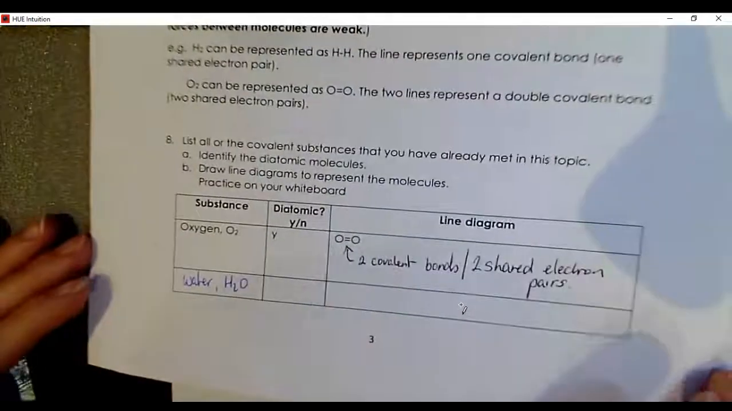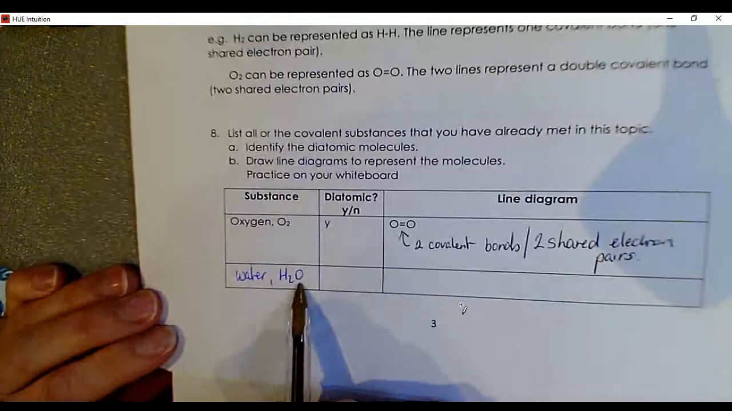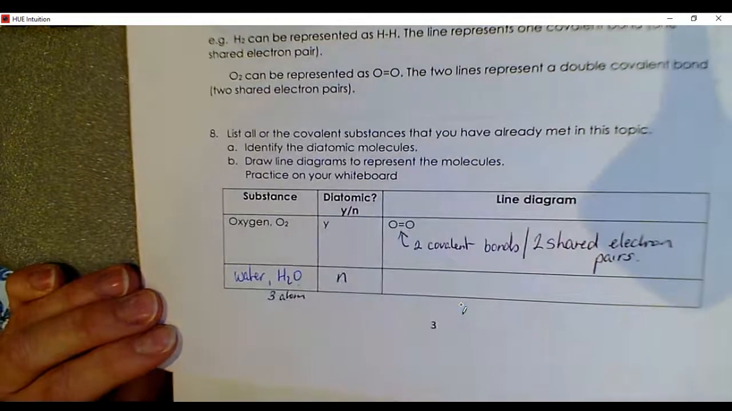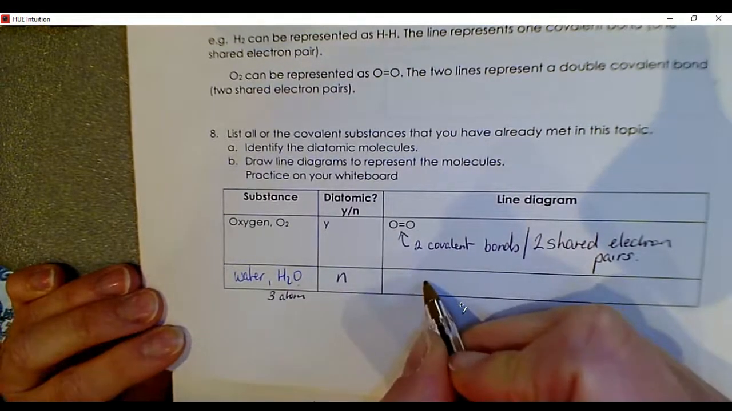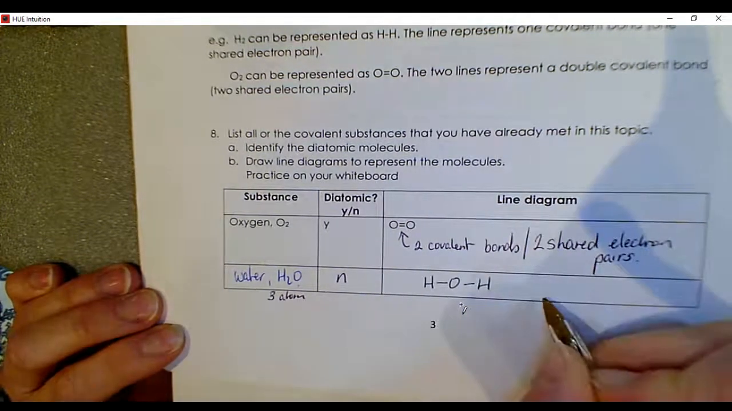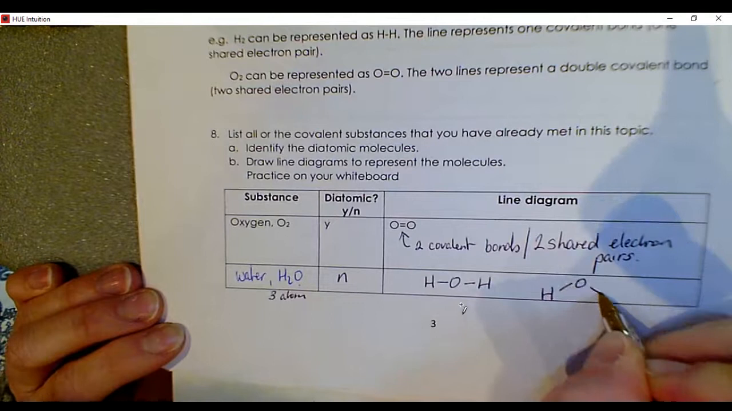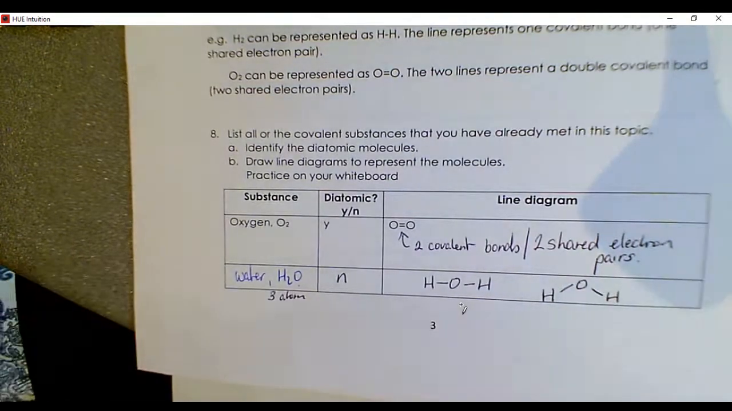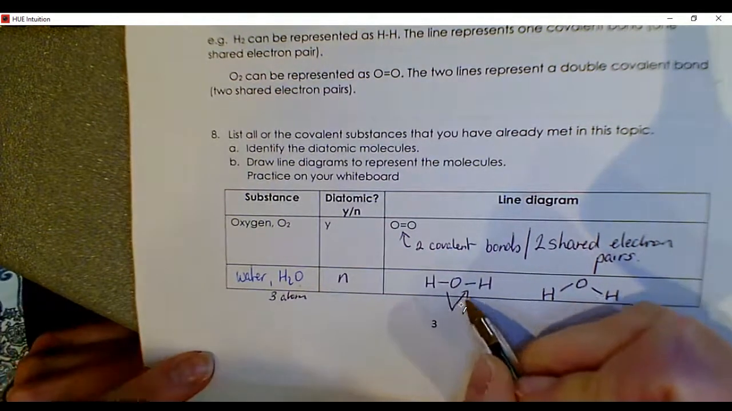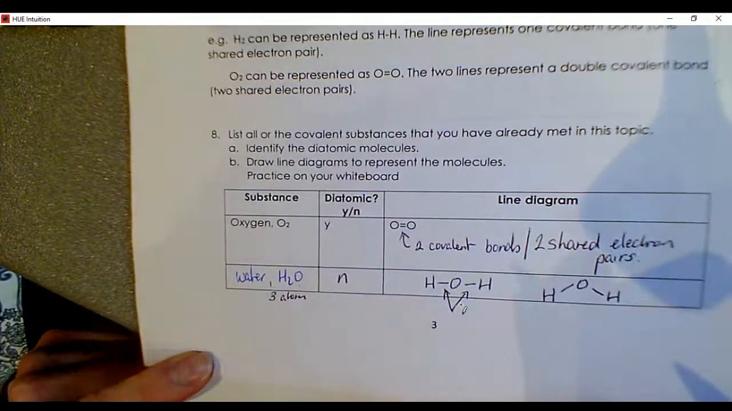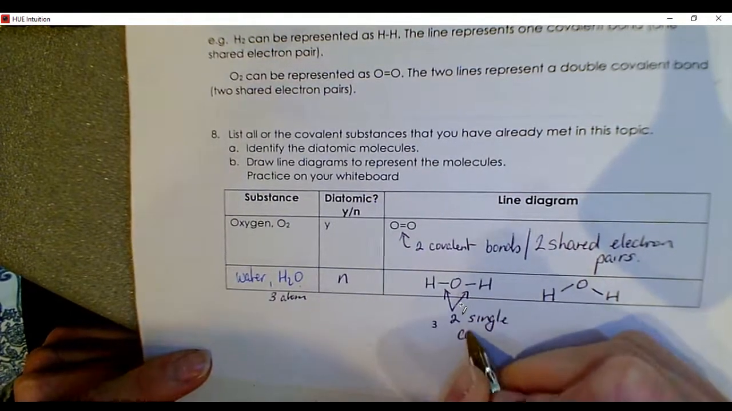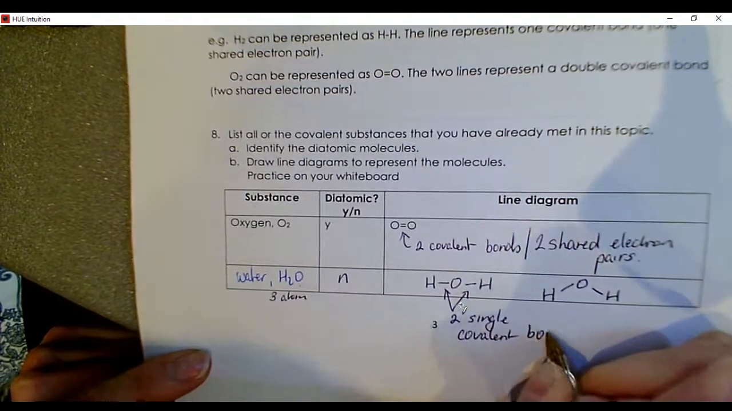Okay, so water, let's do water together. First thing, is it diatomic? Nope, it has three atoms in a molecule, so it's definitely non-diatomic. And how we draw it is HOH. Now, you might see it like this. That's only because that's the shape of it, but you don't need to know that. As long as you show the atoms correctly attached to the correct atoms and you show two single covalent bonds, an examiner would be happy.